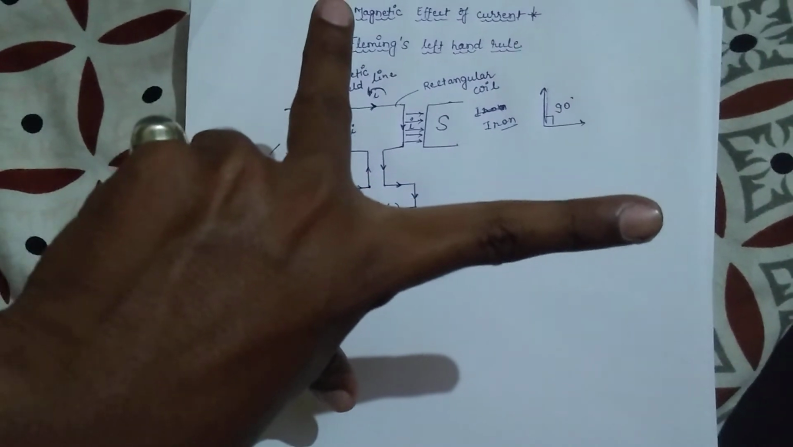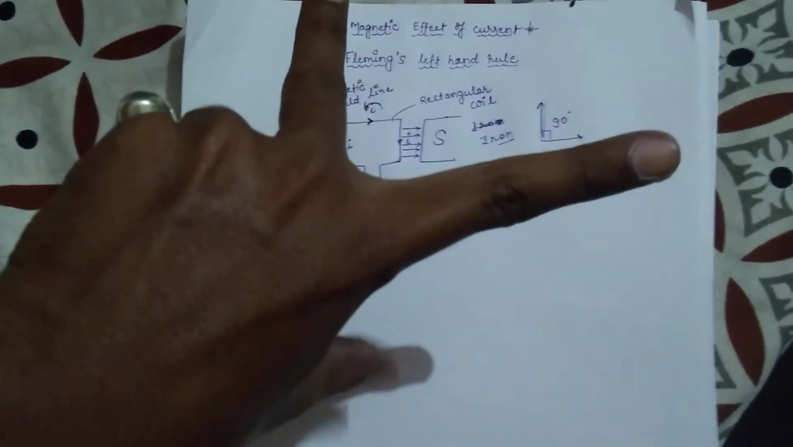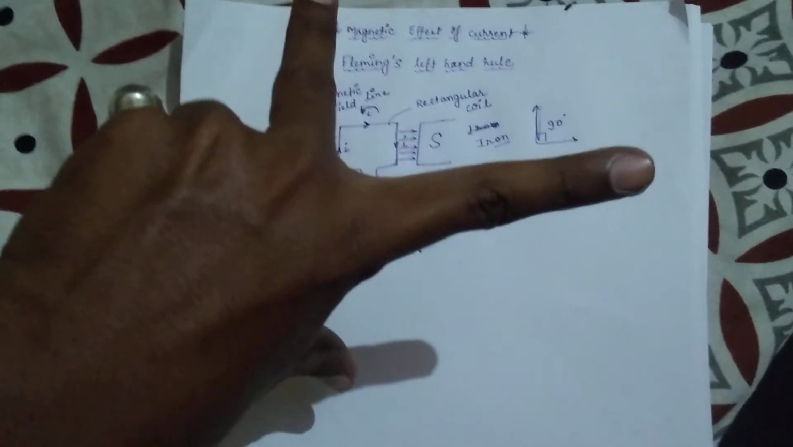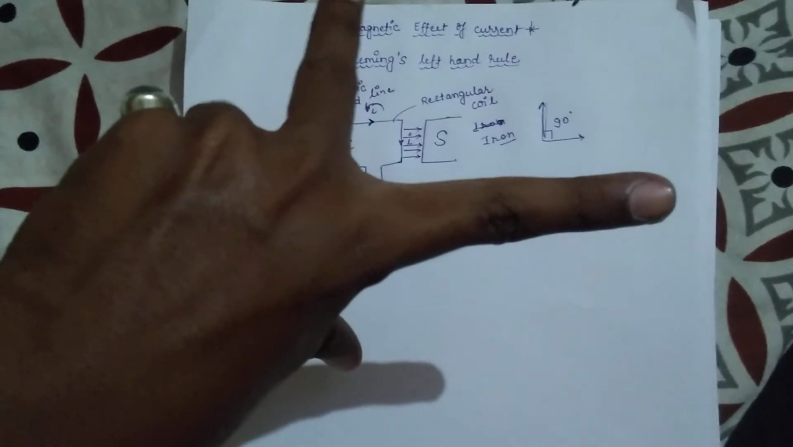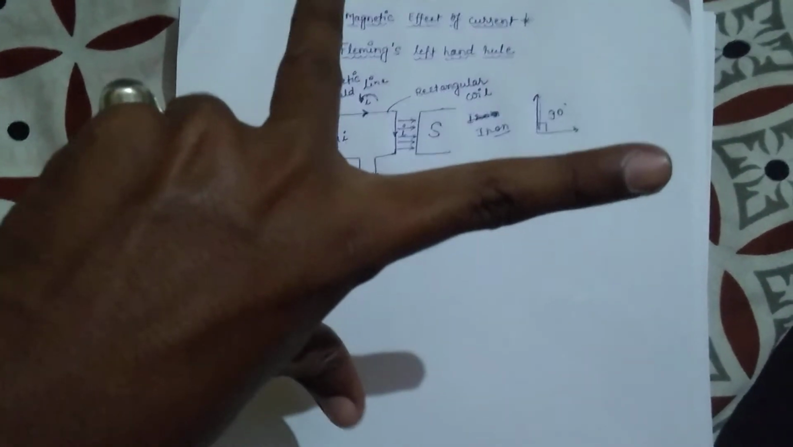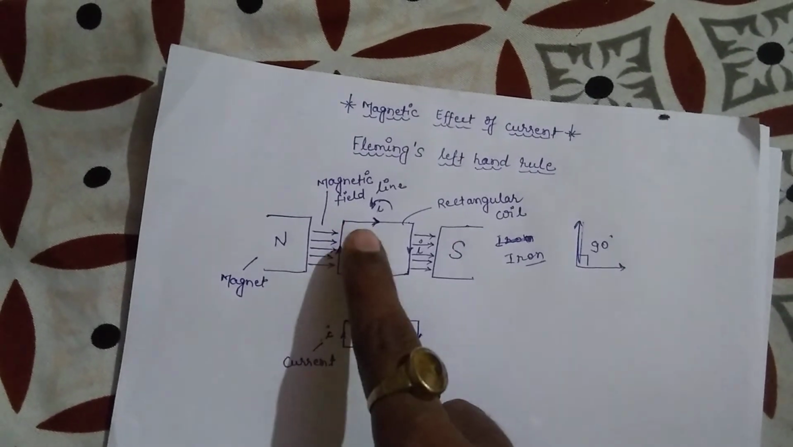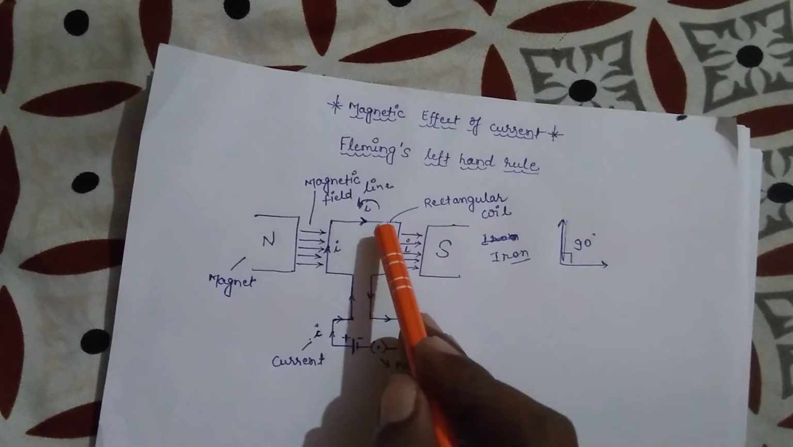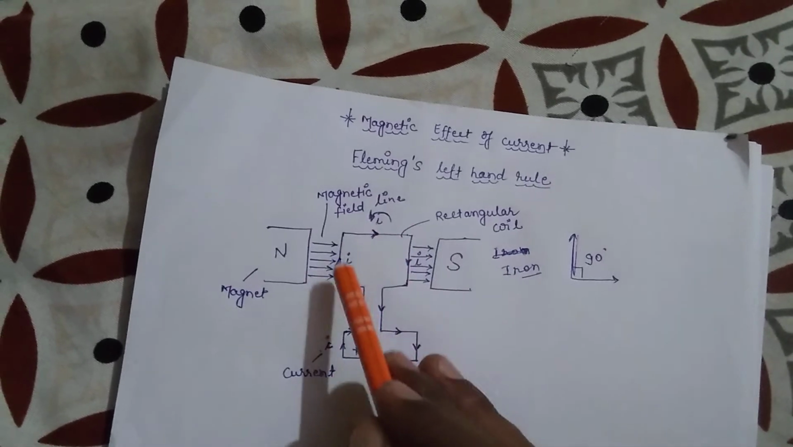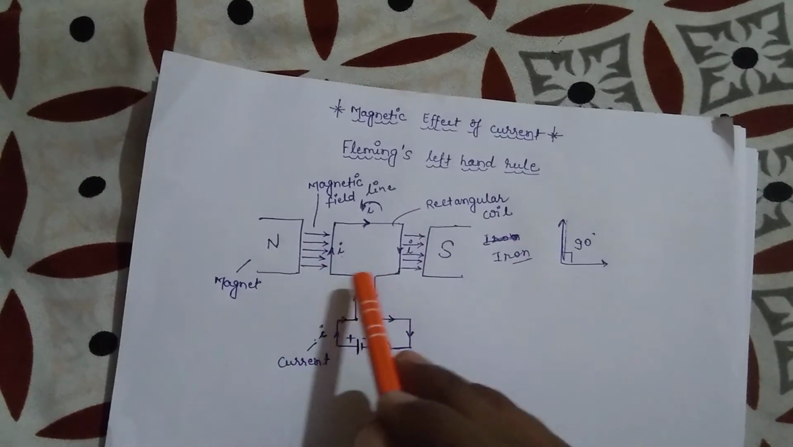So when you stretch your forefinger in the direction of the magnetic field line and your middle finger in the direction of current, then your thumb denotes the direction of force. So it means that your rectangular coil will move in the anti-clockwise direction. This rectangular coil will move anti-clockwise in this way; this is how it will rotate.